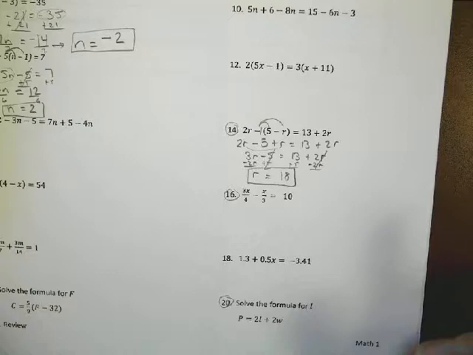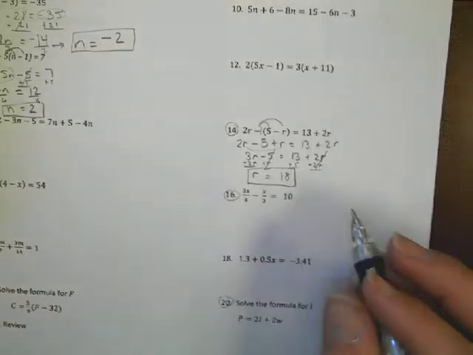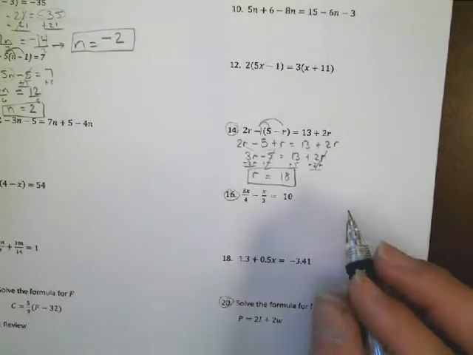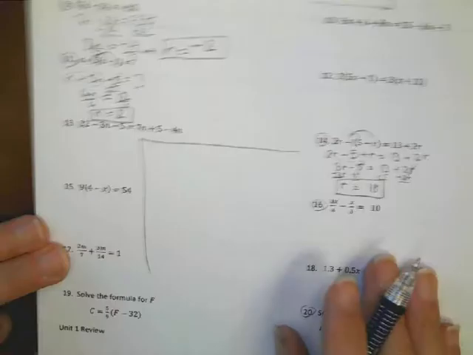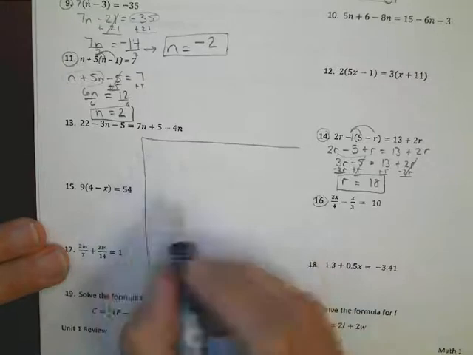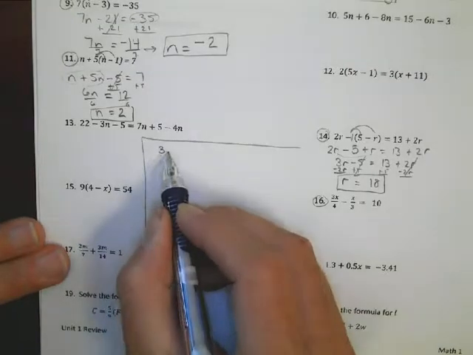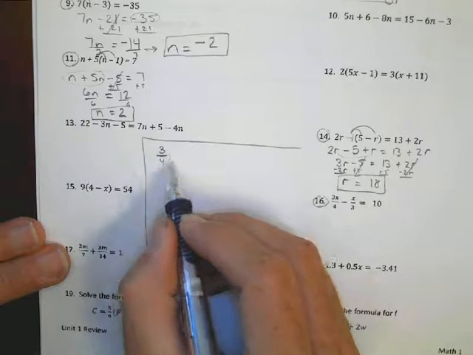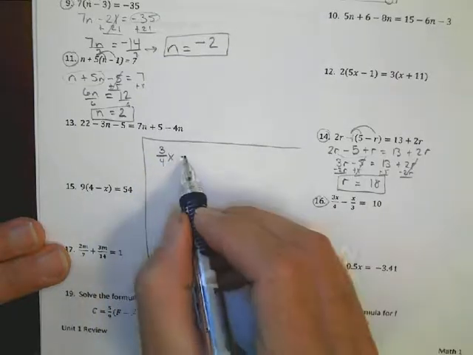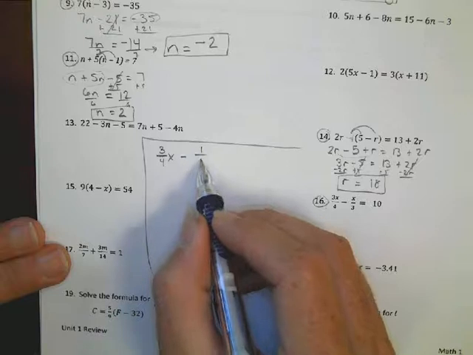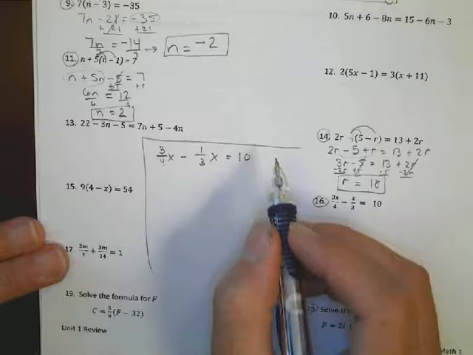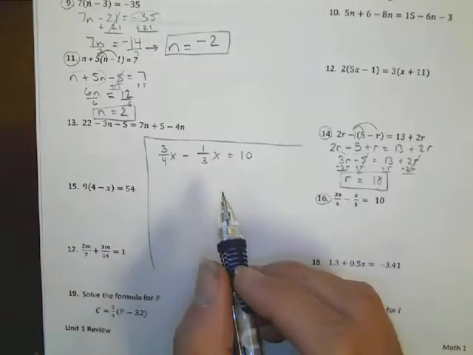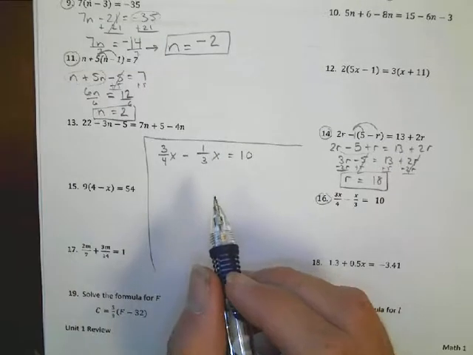I want to move down to the next one right below it, number 16 next. It's a great problem with the fractions on it. Just a little bit different in how we want to approach that. So let's take a look here. I'm going to rewrite this one over here, actually, to give some space, as 3/4 x minus 1/3 x equals 10.